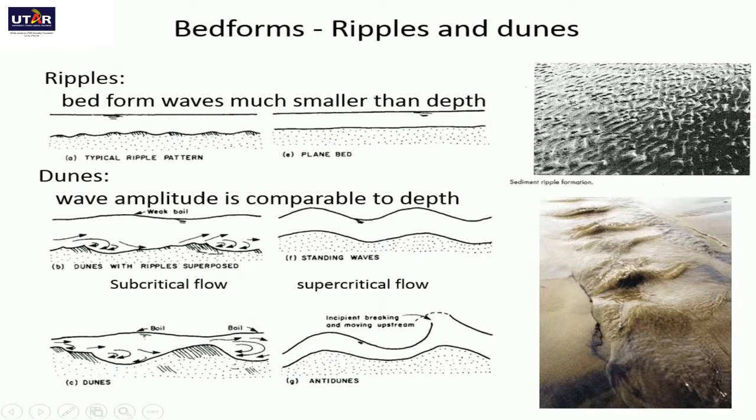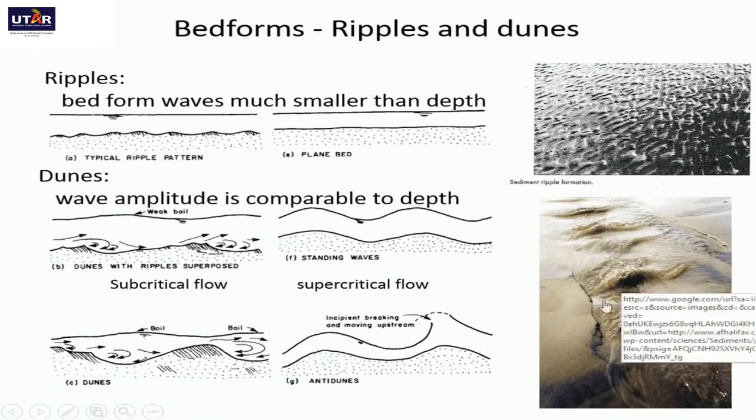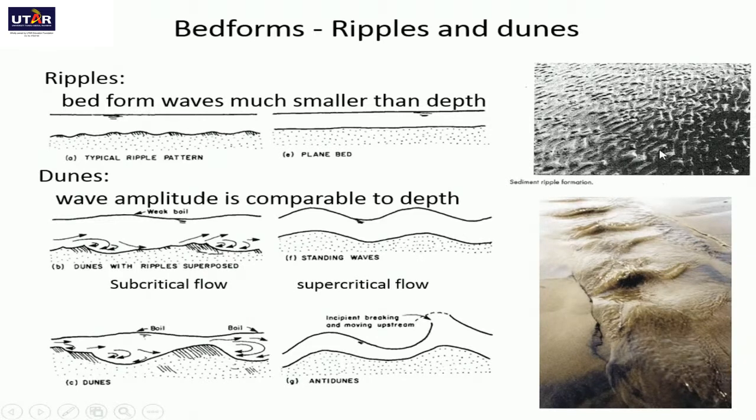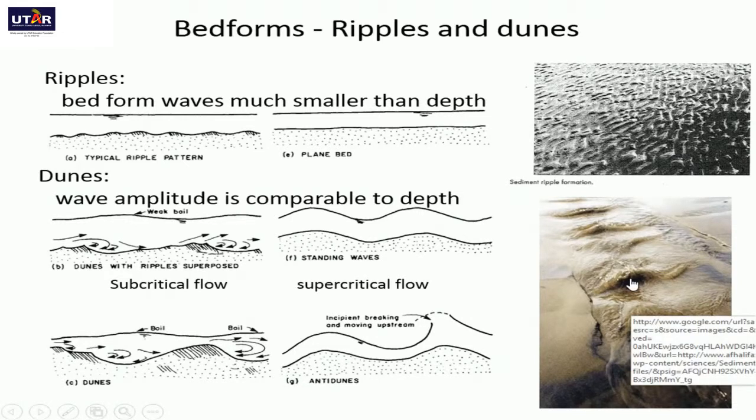Some pictures that occur in natural rivers are shown here. The top one is the picture of ripples. These are the pictures of dunes.